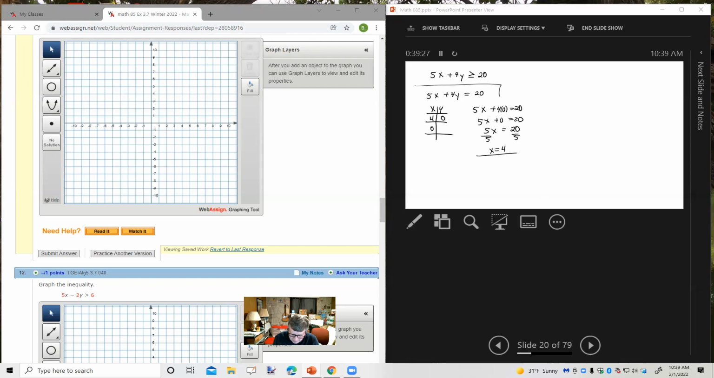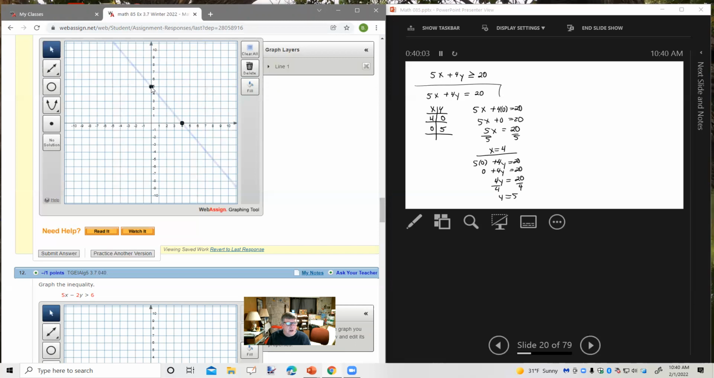Now let's go back and find the y-intercept. Set x equal to 0, we get 5 times 0 plus 4y equals 20. 5 times 0 is 0. 0 plus 4y equals 20. 0 plus 4y is 4y. 4y equals 20. Divide both sides by 4. Y equals 5. Okay, so now I have 2 points to establish the line. So let's see, 4, 0, and 0, 5.